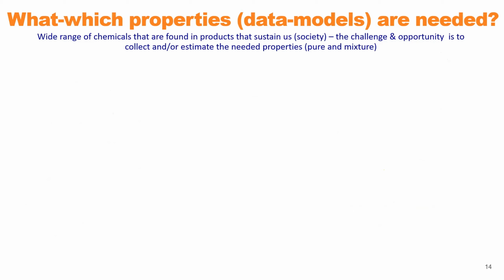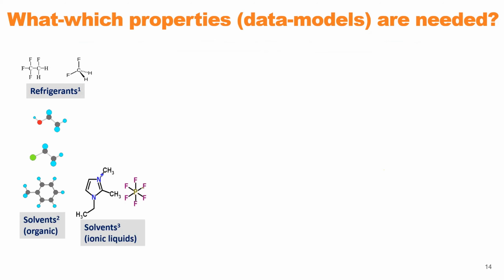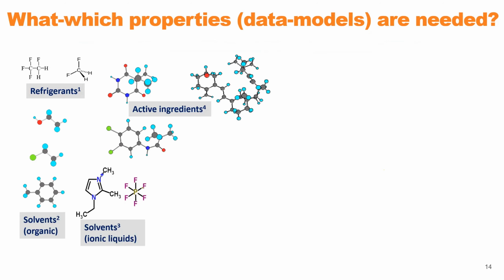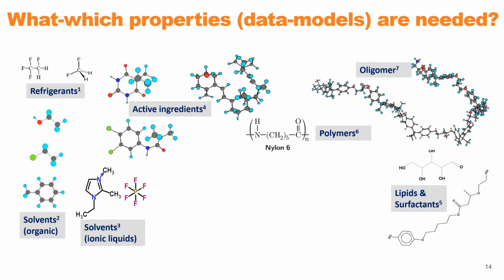So let's see what kind of chemicals are involved and what kind of properties are involved. We can talk about simple compounds, refrigerants, but also, I'm not showing hydrocarbons, hydrocarbons will also be there everywhere. Solvents, organic solvents, ionic liquid solvents, active ingredients, a little bit bigger, lipids and surfactants, polymers, oligomers, and as I said, hydrocarbons, which are not shown, but hydrocarbons are everywhere.